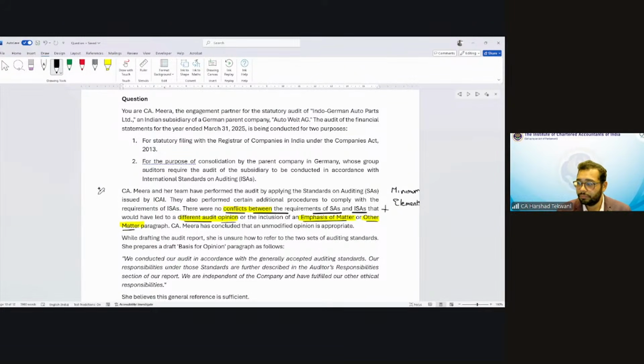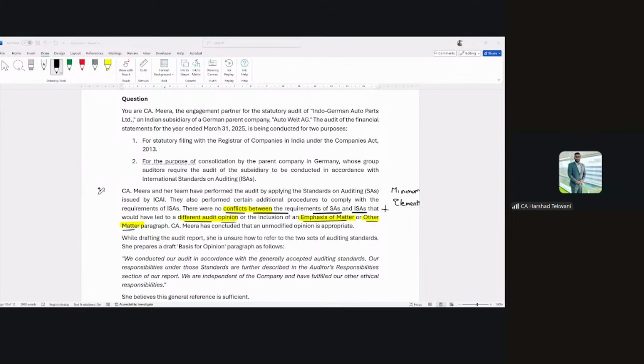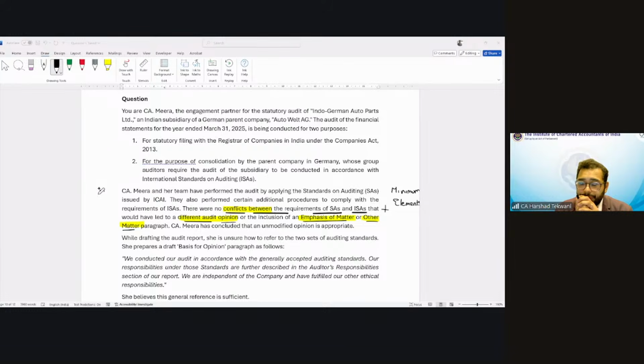So, sir, we can do one thing: in the case of consolidation, just for the consolidation purpose, the statements are prepared on an IFRS basis, and a separate opinion is issued on the basis of the international standards on auditing. That might be a modified opinion. But for India, prepared as per AS, the Indian GAAP, we have an unmodified opinion. So in that case, there would be no conflict, and that would be an acceptable position.